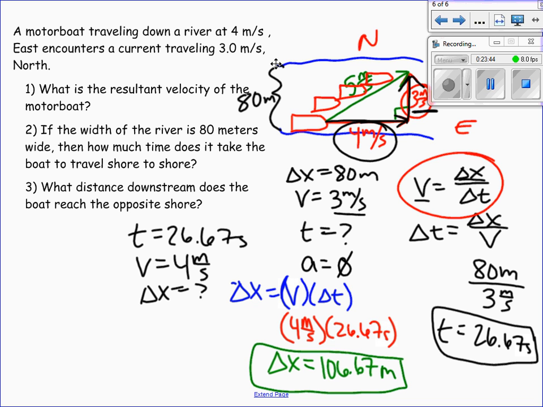This ends the video on vectors and vector addition with vector resolution.